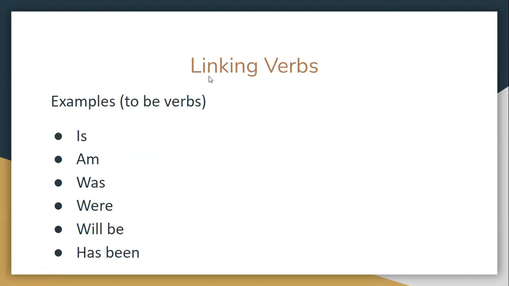Oftentimes, when we're looking at verb tenses, we have to think about linking verbs. And really, these examples are all to be verbs: is, am, was, were, will be, and has been. We use those to link another verb and a subject. For example, I will be happy when I get my new book.